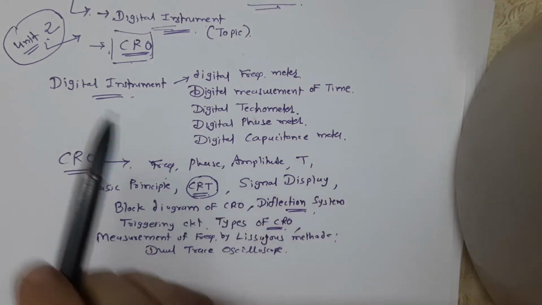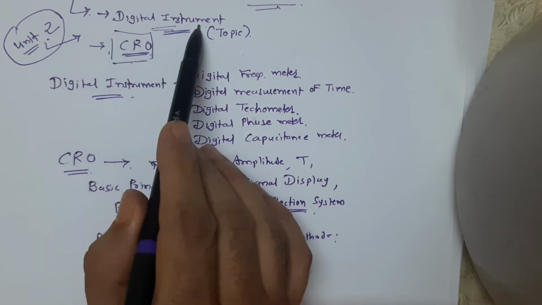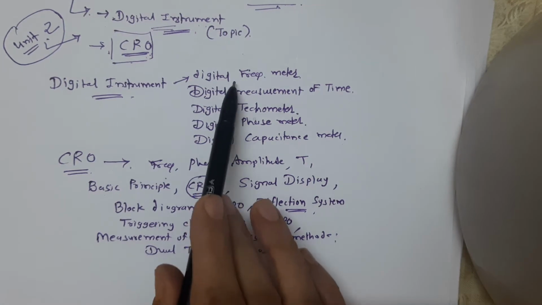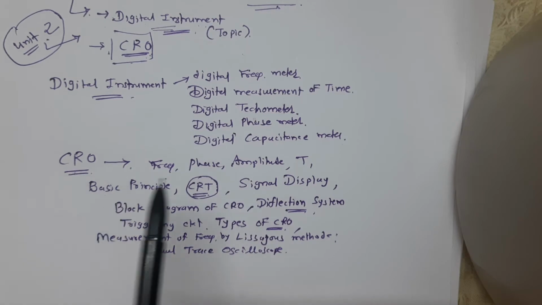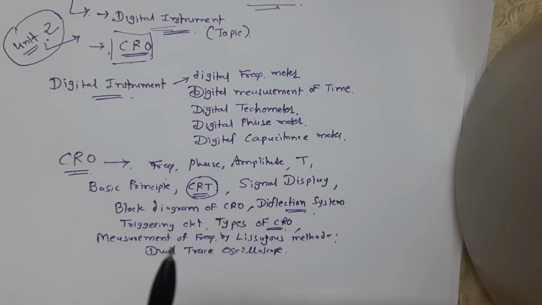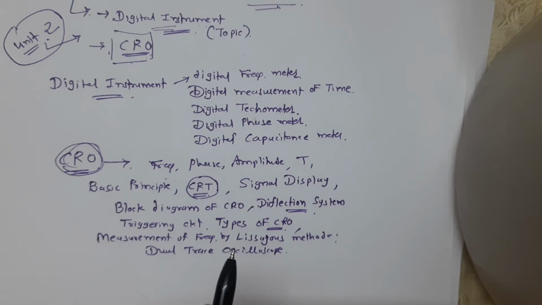So in paper number EL5503, there are two topics, digital instrument and CRO. In digital instrument we discuss these five instruments, and in CRO we discuss the complete CRO with its different parts, types of CRO and how it functions. This CRO is a very useful instrument in the laboratory. It is useful in FY, SY and up to TY, and in MSc also it is a very useful instrument. So be careful about this.